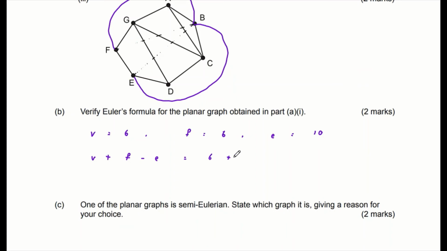So 6 plus 6 minus 10. And after that, you should be able to prove that you can get the answer of 2. So this is how you prove the Euler's formula. Alright, so that's part B.